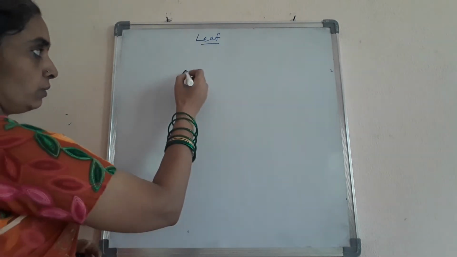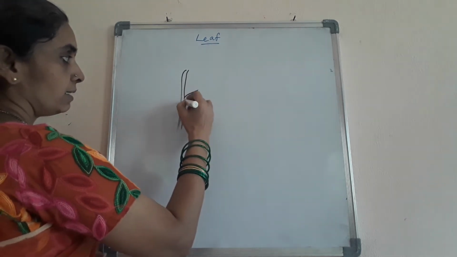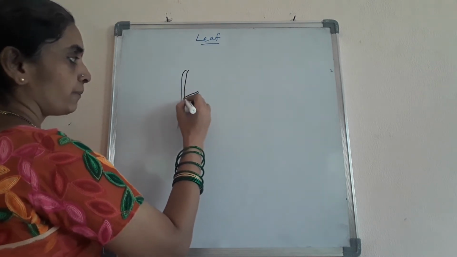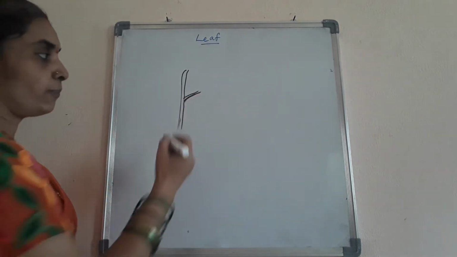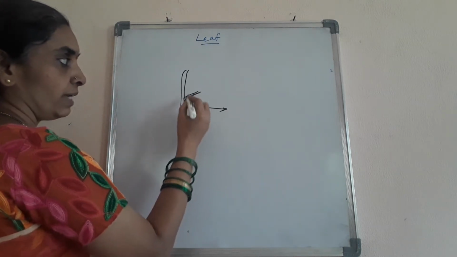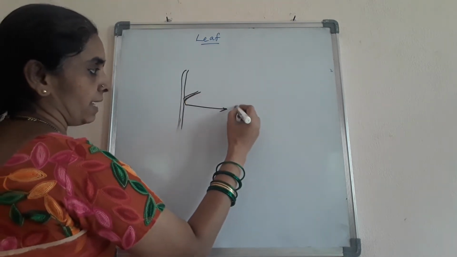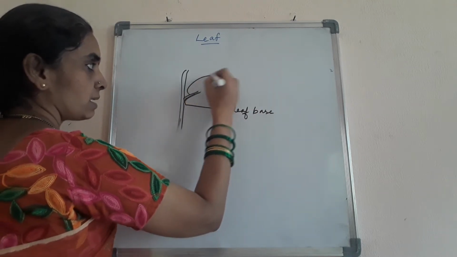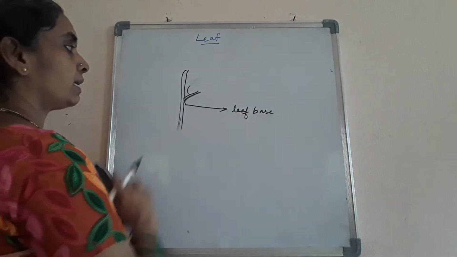See here, children, you know that the leaf arises over the stem. This is the base of the stem. Over the base, you can see this stalk-like structure arising over the stem. This is called the leaf base. So the base of the stem where the leaf arises is called the base of the leaf or leaf base. Over the leaf base, you can see the leaf arising over it. Is it clear?